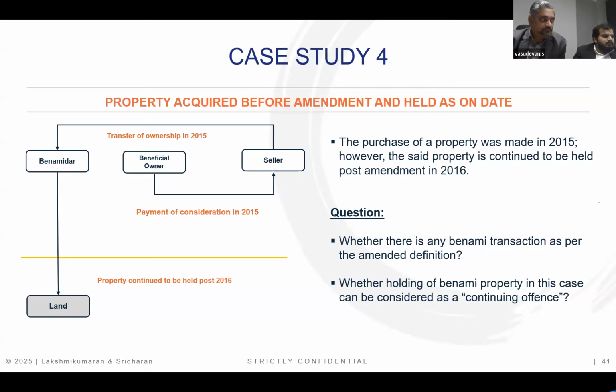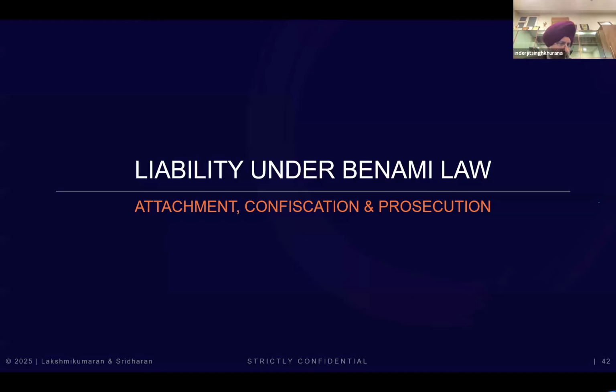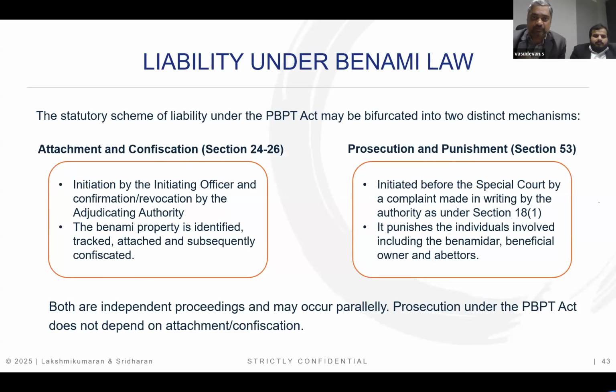Now, there are a few more aspects we wanted to highlight, and then we can take up the questions which we have. We have discussed so much about Benami and in what circumstances it can be held Benami. Now, what are the consequences of a transaction being declared Benami? There are two broad buckets. One is a civil liability and the other is a criminal liability. On the civil side, basically the property in question can be attached by the department. Ultimately, the property can be confiscated and taken away.